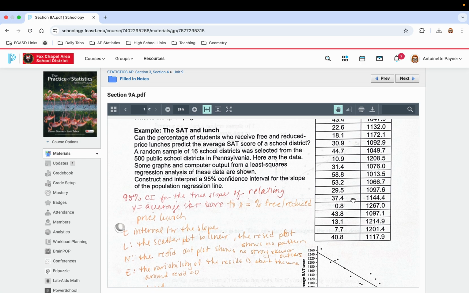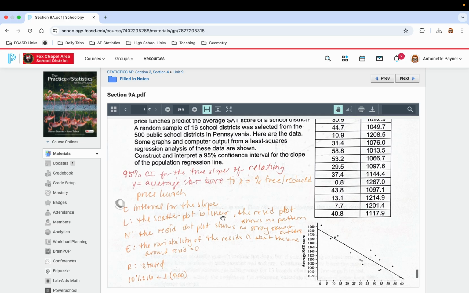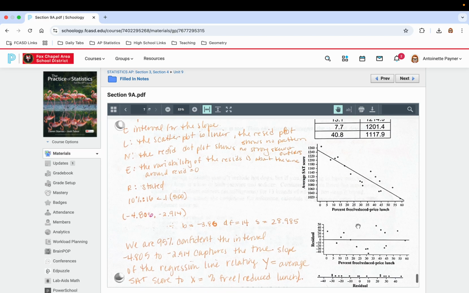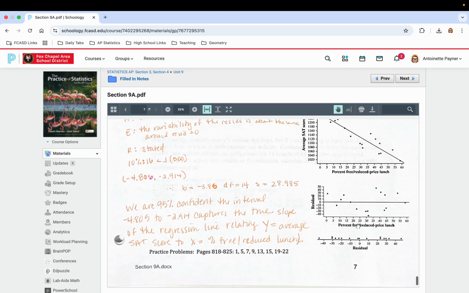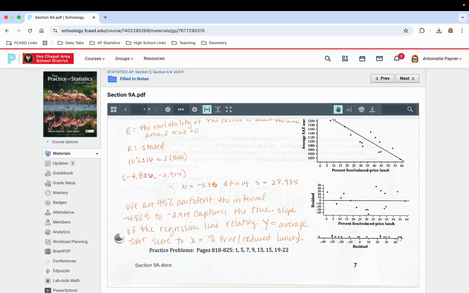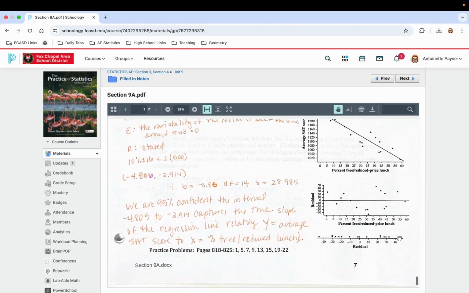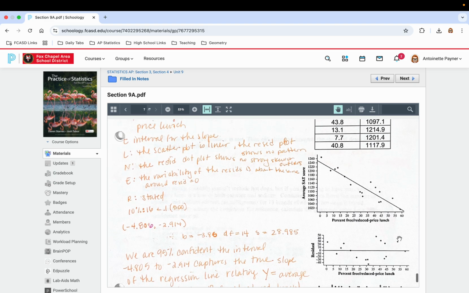So again, that's step 1. 95% confidence interval for the true slope relating y, average SAT score, to x, percent free reduced lunch. T interval for the slope. So there's my name. Linear: the scatter plot is linear. The residual plot shows no pattern. Again, you only need to mention one. The dot plot of the residuals shows no strong skew or outliers. Again, not looking for perfection here, not looking for it to be bell-shaped, just no strong skew or outliers.